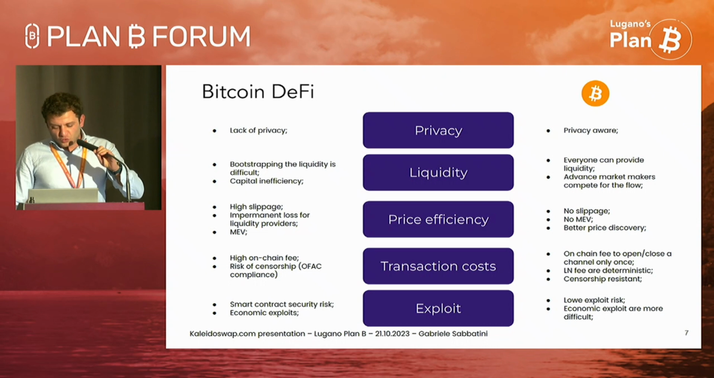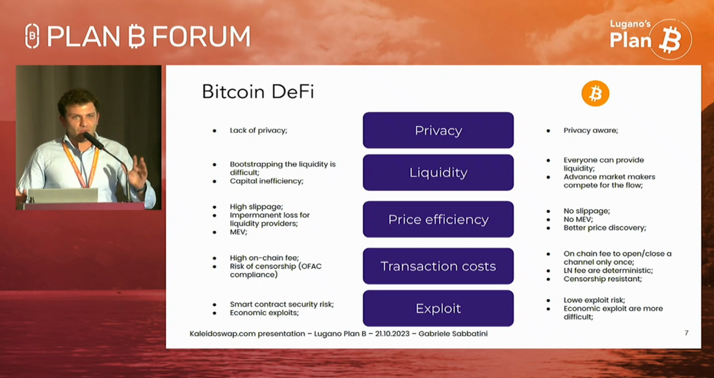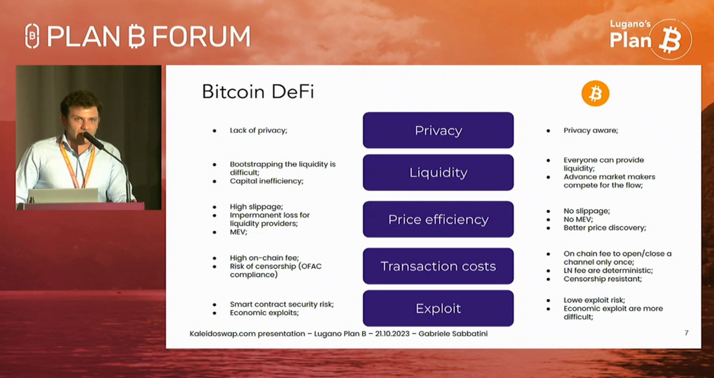When it comes to cost, for sure you have cost when you're opening a channel, right? But then if two parties keep trading against each other, this cost is really minimal. And also, Lightning Network fees are mostly deterministic. Even if you're routing, you can have a decent understanding of how much you're going to spend, whereas in an EVM-like blockchain, that is not the case. And lastly, since it's privacy aware, it's much more difficult to be censored, right?